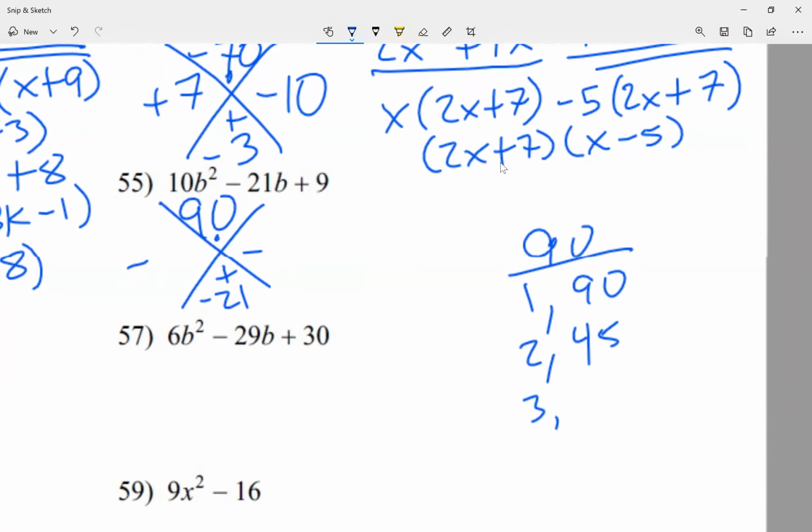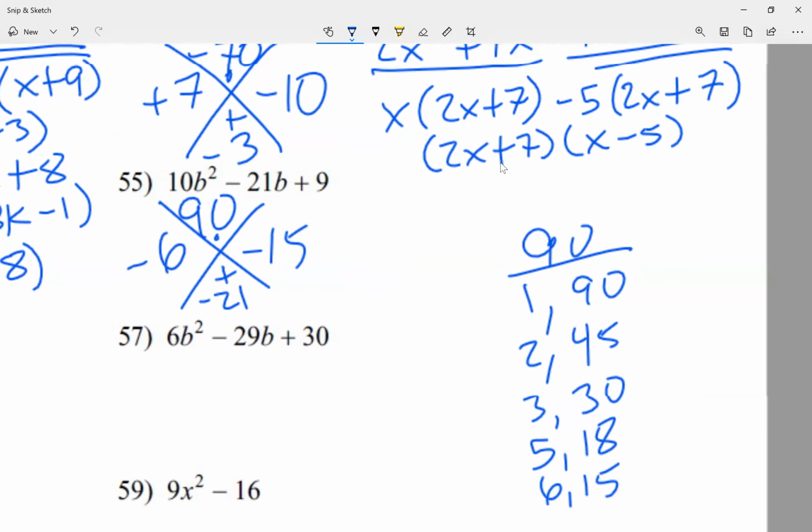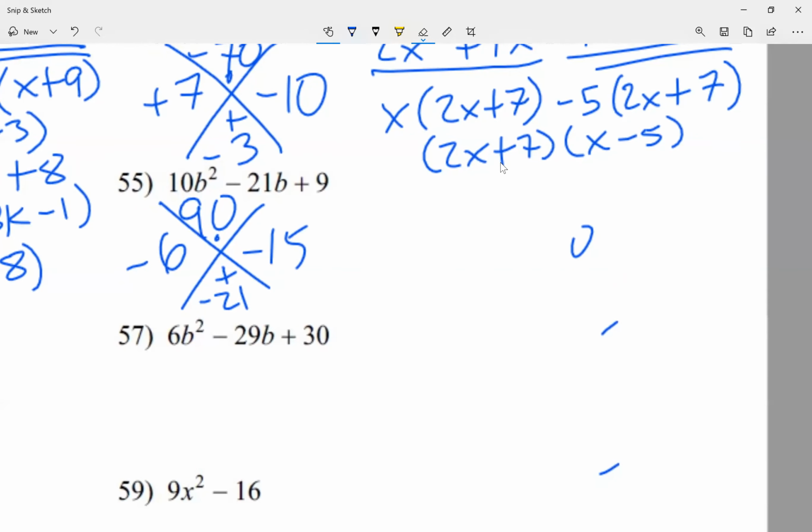How about 3? 3 times 30. Yeah, that one's not 21. 90 divided by 4 doesn't work, it gives me a decimal. Now, 90 divided by 5 gives me 18, but when I add these numbers, it's not 21. How about 6? 90 divided by 6 gives me 15. All right, that's what I need. So negative 6, negative 15. Let me erase this for space purposes.